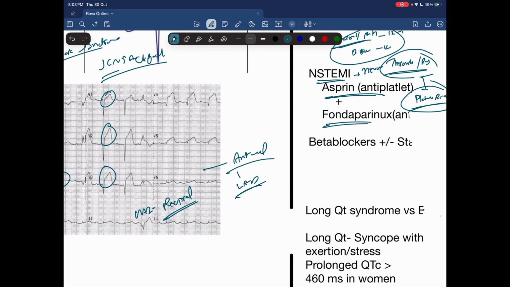We give just aspirin and fondaparinux, and then there is again more complications to it if you really want to go, but not asked. There is something known as TIMI risk score, and then we grade the patient and see if the patient is going to develop complications.